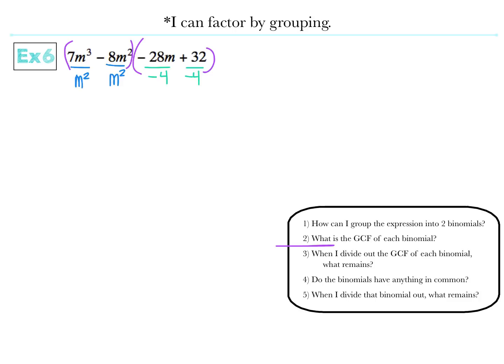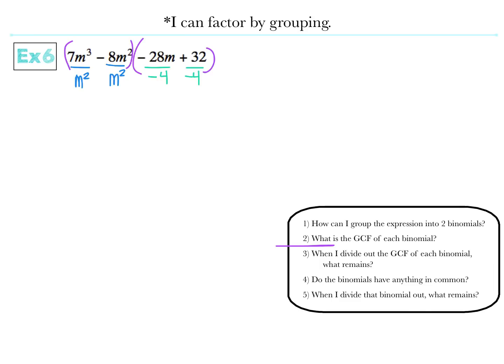The first one, they don't share a number larger than 1, so they don't have a coefficient other than 1 in common, but they do share 2 m's. And then in the second binomial, I'm going to take out a negative 4, because I always want that first term to be positive, and negative 28m is not, so I take out that negative 4. All right, so let's continue.